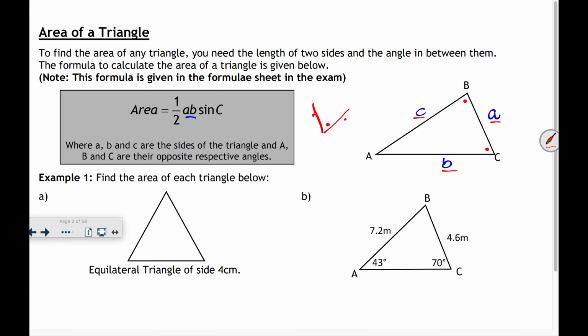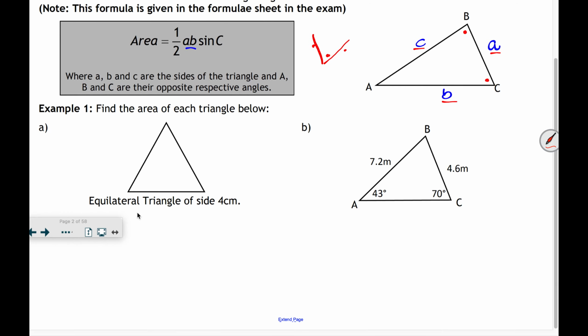Okay? So let's have a look at example 1 then. Example 1 says, find the area of each triangle. The first one is an equilateral triangle. You'll remember that in an equilateral triangle, all three sides are the same size, and they've all got side 4 centimetres. So this is 4 centimetres, this is 4 centimetres, and this is 4 centimetres.